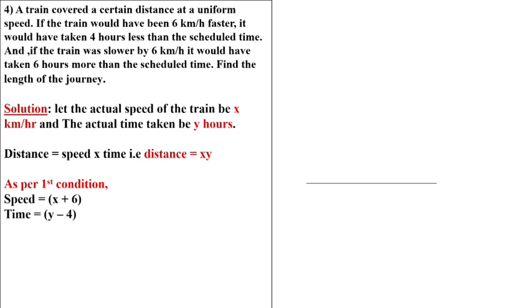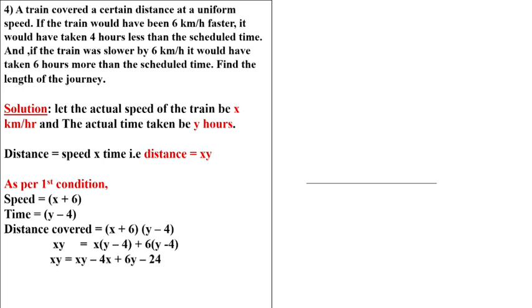And time, what is given? 4 hours less than the scheduled time. Less means y minus 4. Therefore distance covered equal to x plus 6 times y minus 4. We will solve this and we will get the equation. So the distance covered, that is xy, equal to x plus 6 times y minus 4.